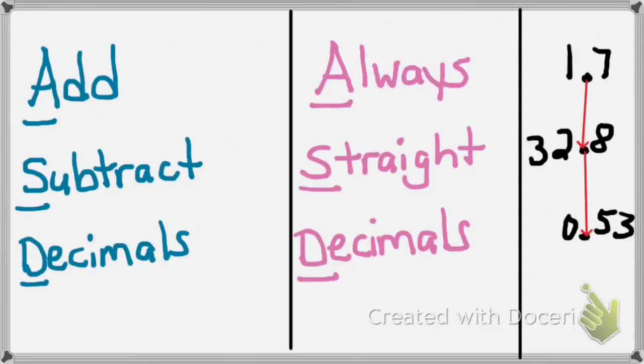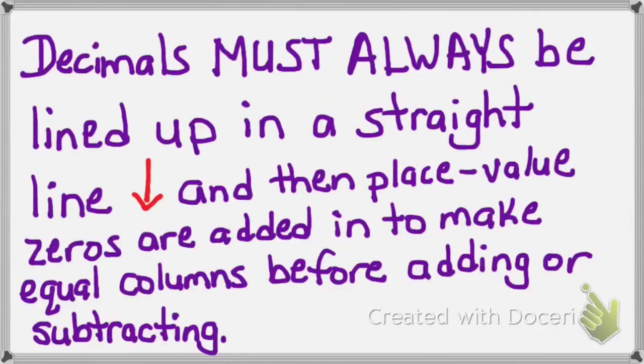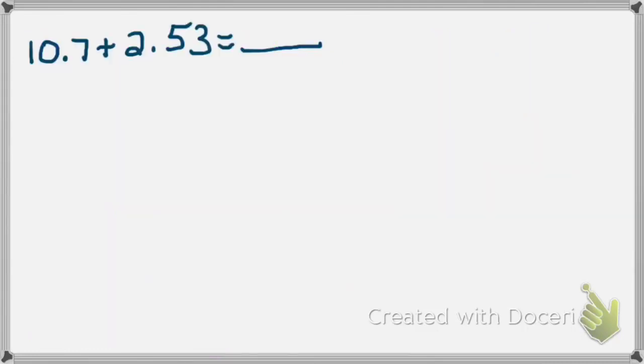So let's review. Add or subtract decimals means always straight decimals, because the decimals must always be lined up on top of each other. Decimals must always be lined up in a straight line, and then place value zeros are added in to make equal columns before adding or subtracting. And whether it's a word problem or a regular problem, once we have our problem, we're going to write it horizontally. So we take the first number, write it as is. If the first number does not have a decimal, then we need to remove the visibility cloak and find the decimal. In this case, it was already there.